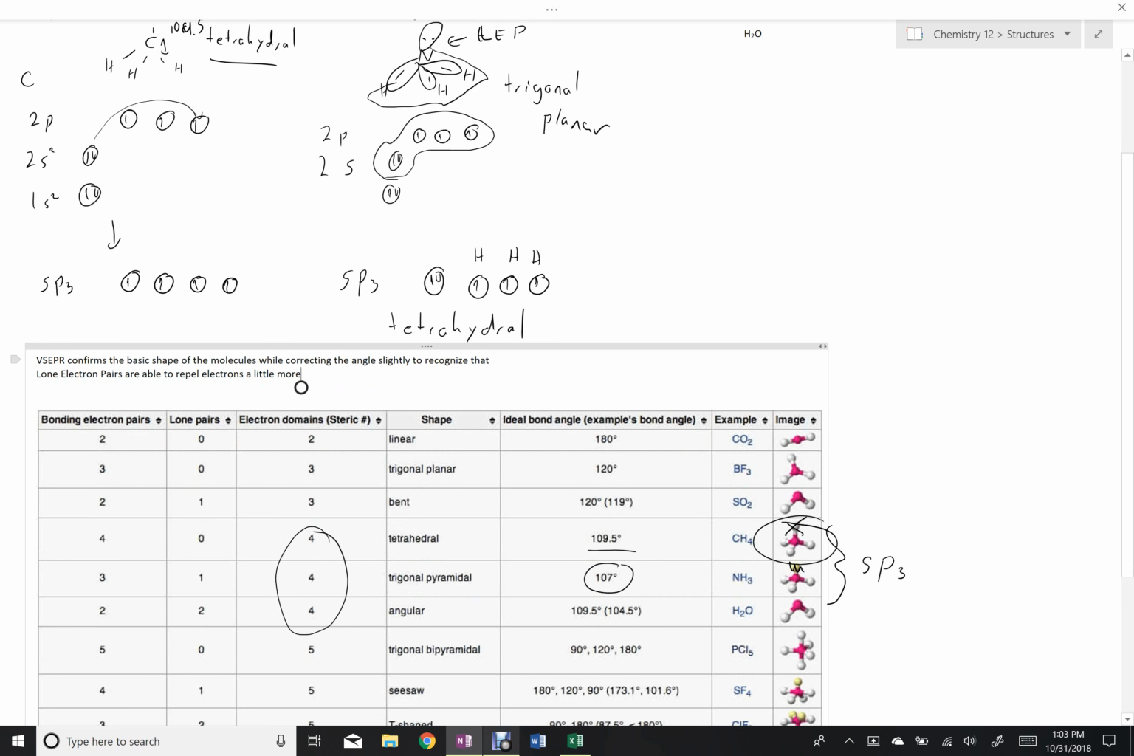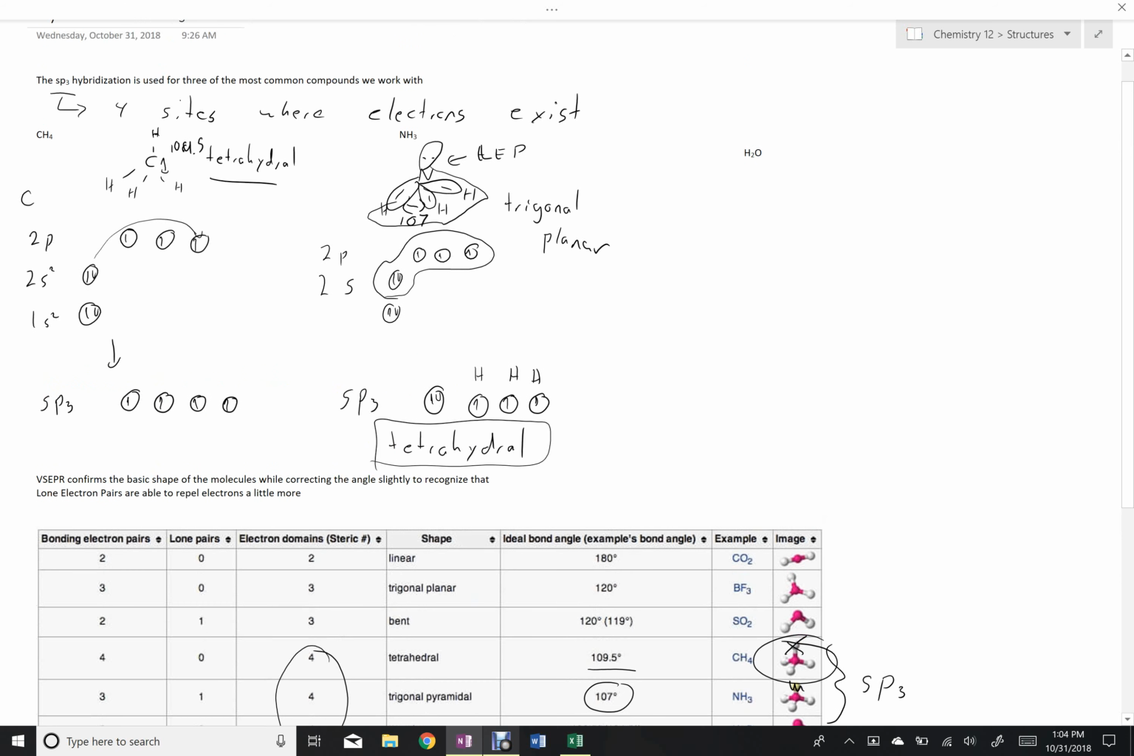Now remember that VSEPR corrects these bond angles a little bit. So if that one's 109.5, this one, due to the increased repulsion from that lone electron pair, is reduced to 107. So we still have an sp3 hybridization. From a hybridized shape or an orbital shape, it's still tetrahedral. But when we consider where the actual atoms are associated with this molecule, recognizing that there are none on the lone electron pair in the top, we see that we get a resulting trigonal planar shape for NH3.